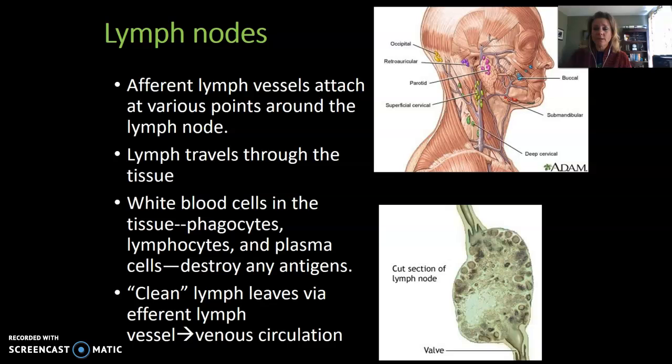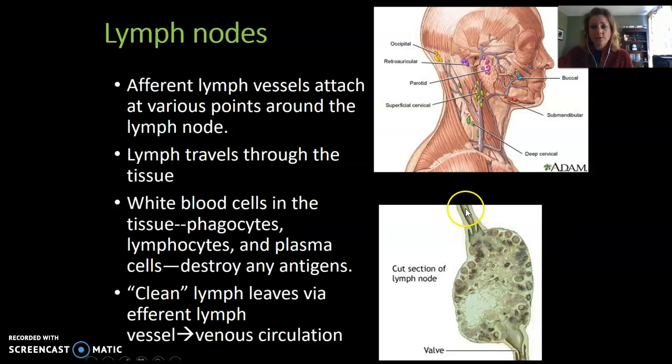And in the head especially, we have a lot of different openings to the environment. So the facial area is just a really easy way for antigens to enter our body. So we have a lot of them in this area. Now, down at the bottom, I have a cross section of a lymph node. You could see that we have one lymphatic vessel coming in and one coming out.